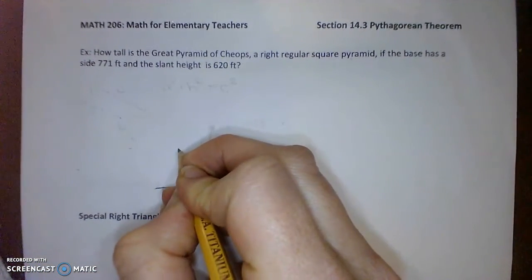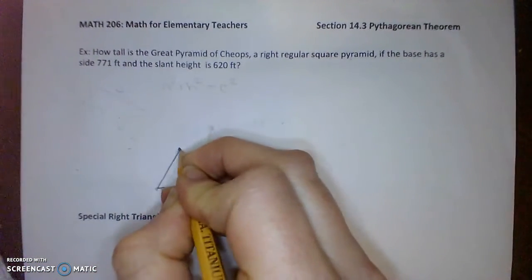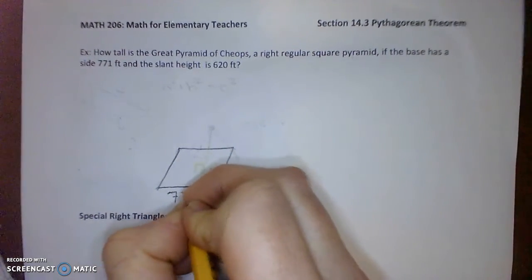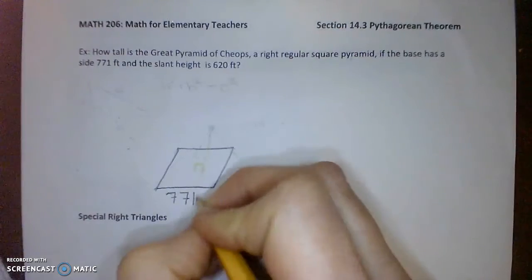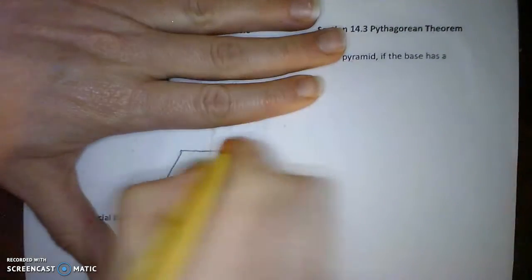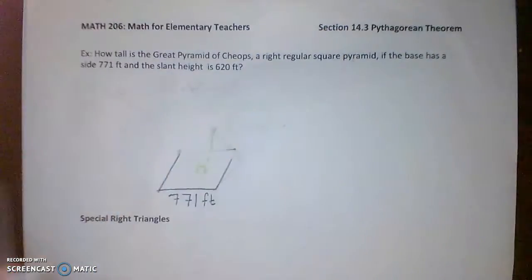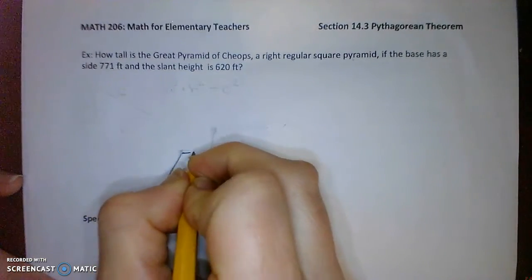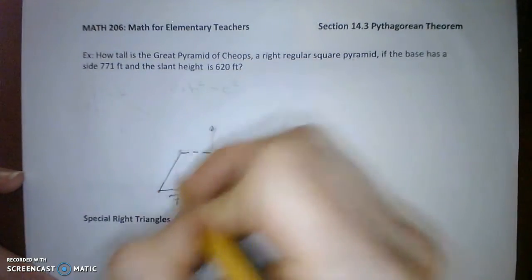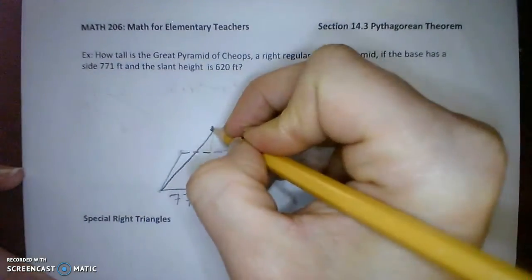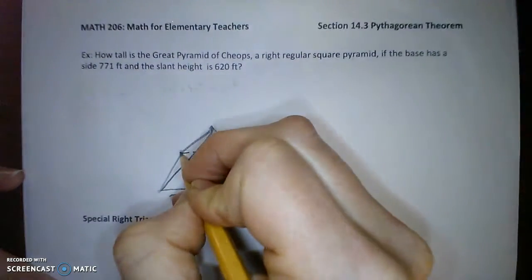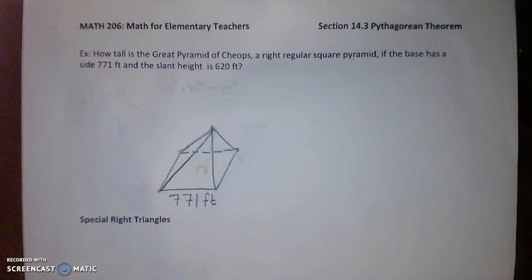So I'm going to draw myself a square pyramid. Here's my base, which has a length of 771 feet, and I should make that back side a dashed line to show that it's in back. Put in the vertex here, and I'll draw straight line segments connecting the apex to each one of the vertices in the base.